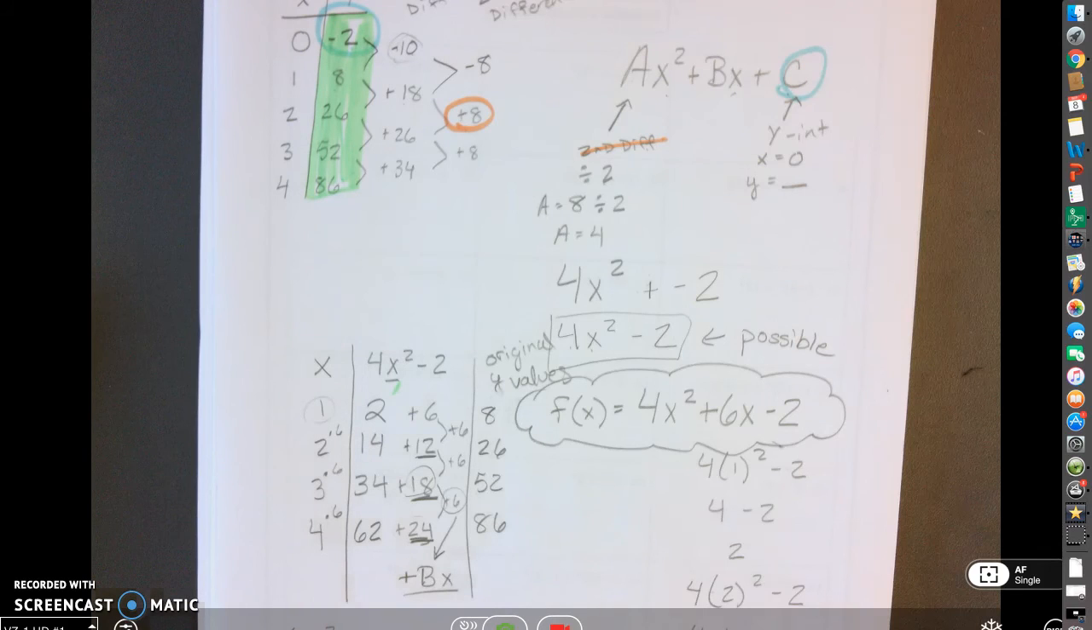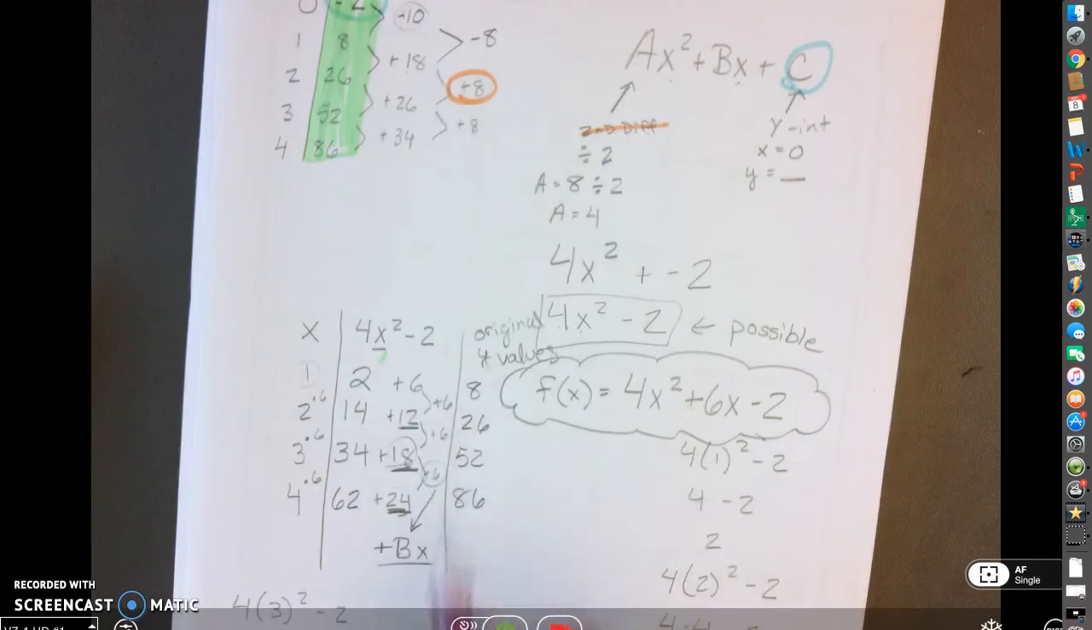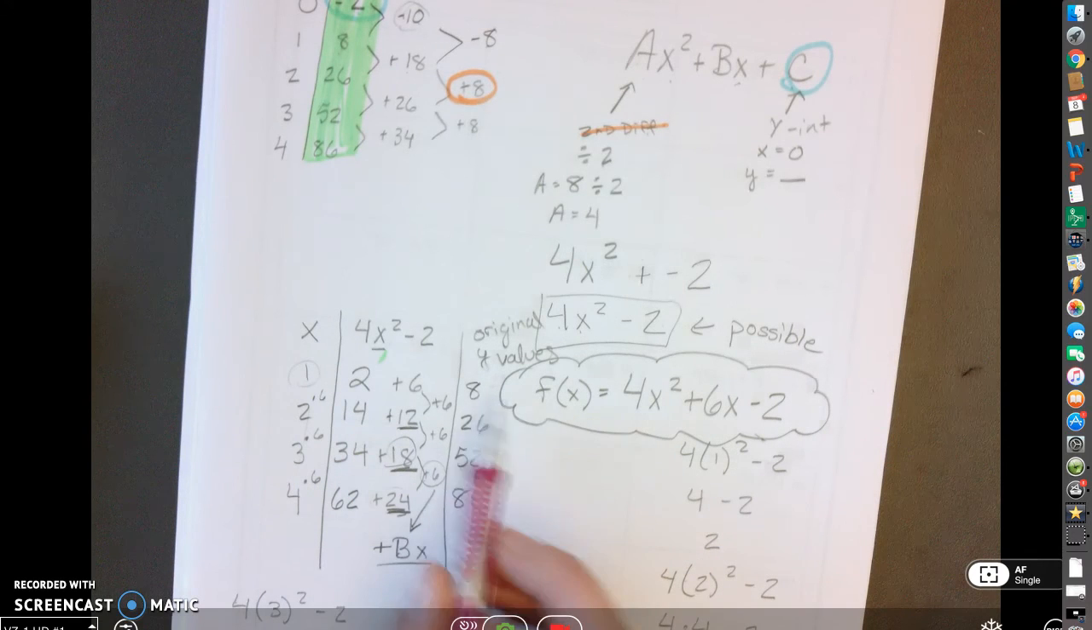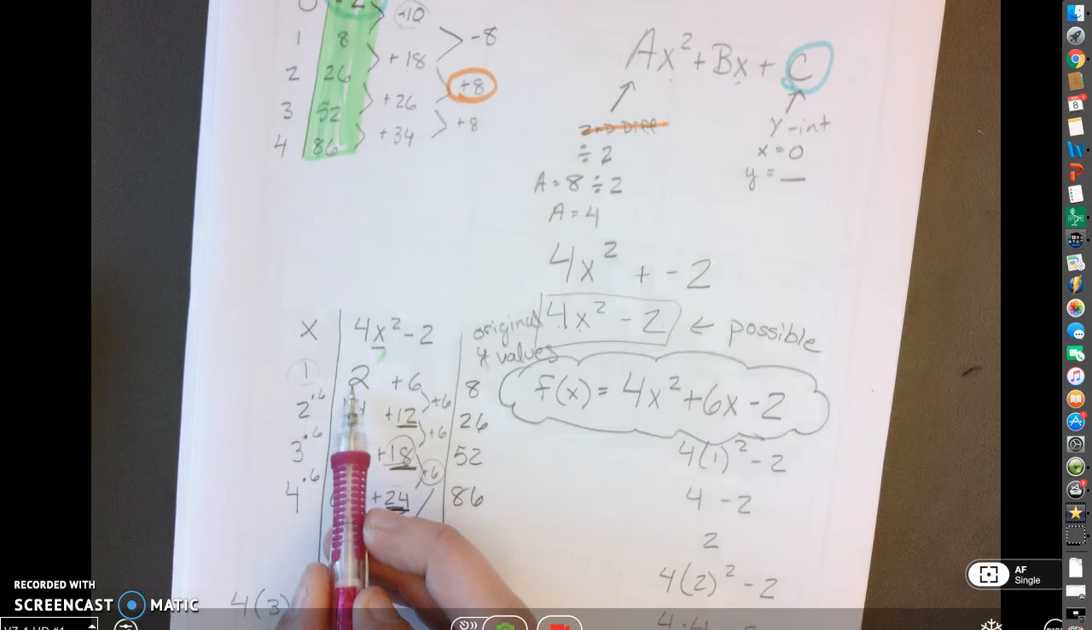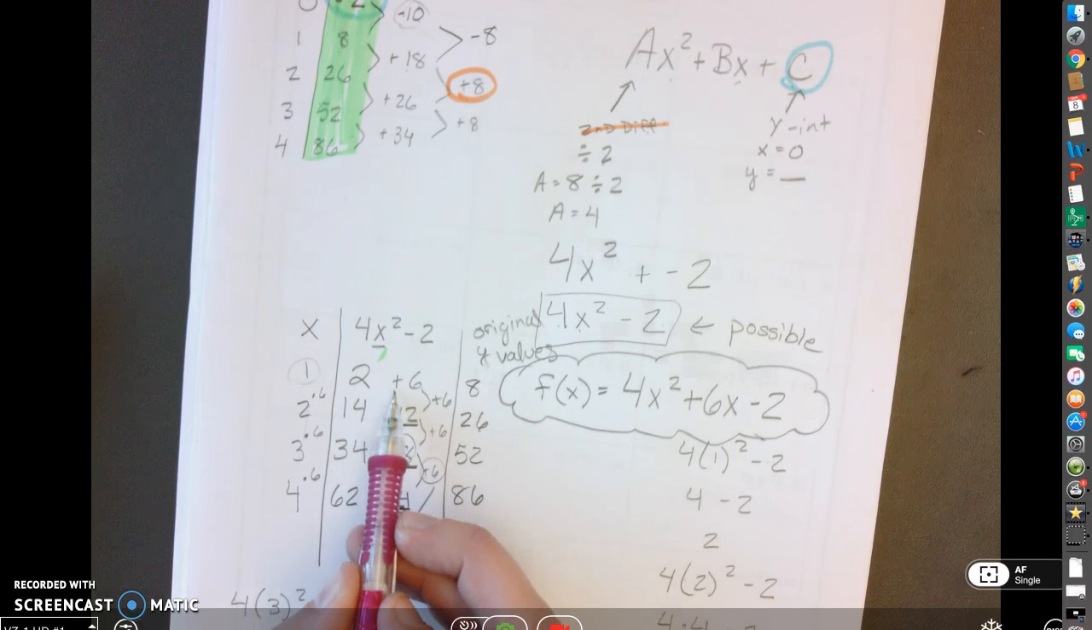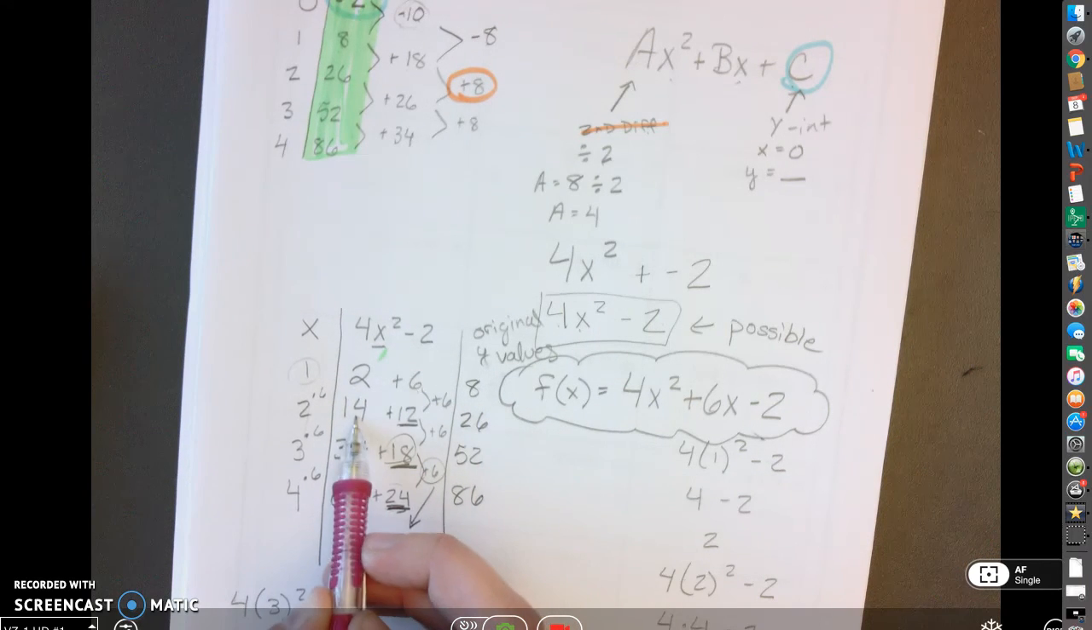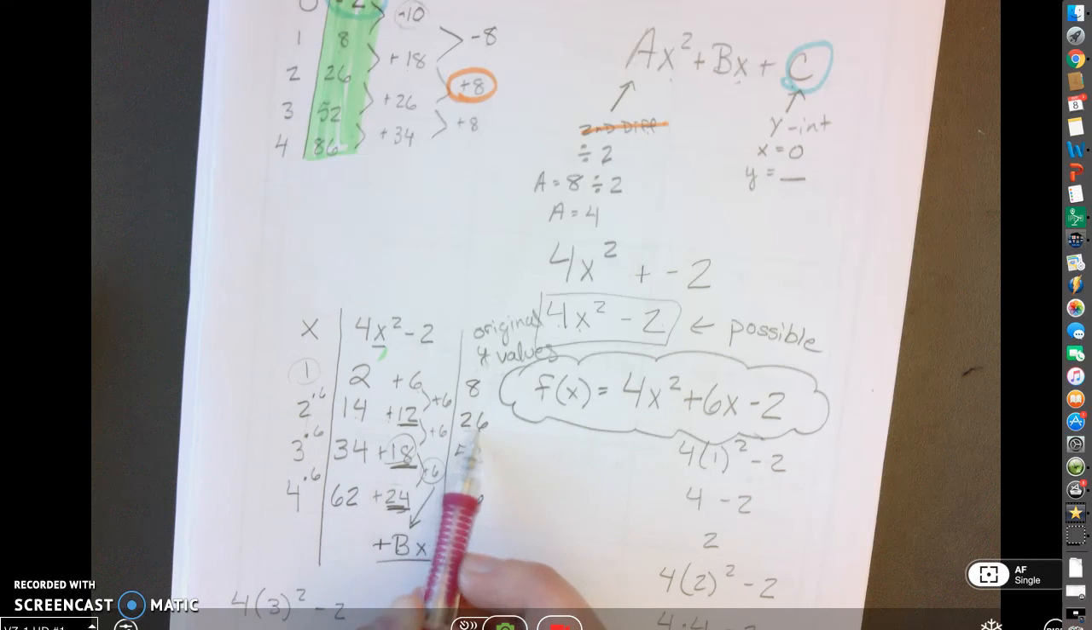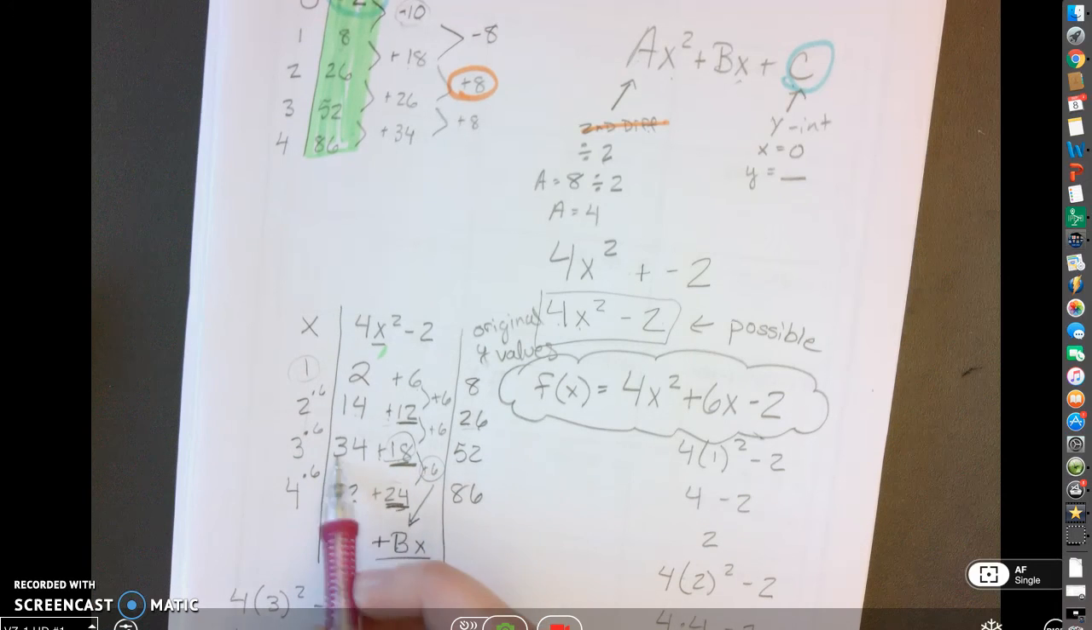I'm not sure where we cut off at, so I'm going to assume that we didn't do this adding thing. So I listed all of my x's, I listed all of my original y's, and then I said, how much do I have to add? 2 plus what is 8? Oh, I have to add 6. 14 plus what is 26? Oh, I had to add 12. 34 plus what is 52? Oh, I had to add 18.